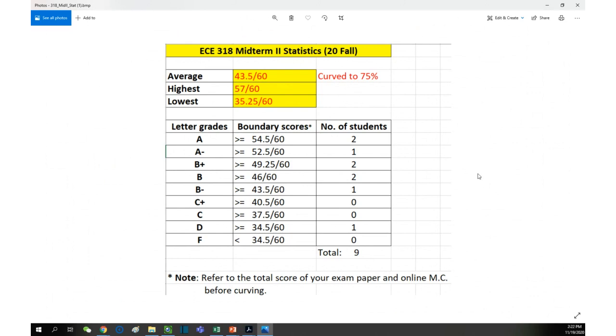Any questions regarding midterm 2? Of course, the knowledge-wise review we're going to do next Tuesday. You want to try your very best to attend. There are some basic things that need to be emphasized and are not very solid yet.